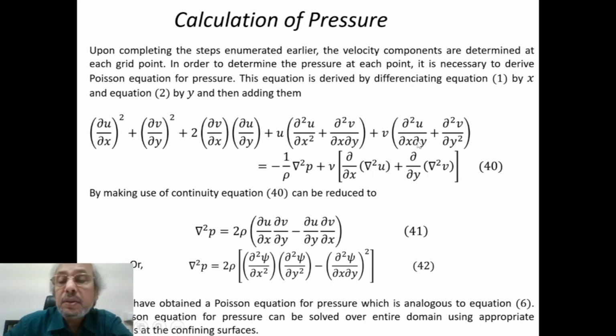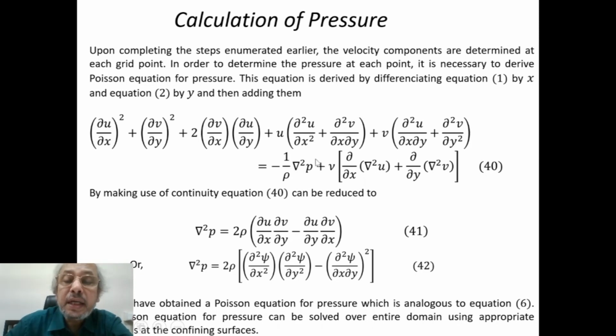If we add, it is very clear-cut substitution. All of you can do it. Please practice it. Write the x direction momentum equation, differentiate with respect to x. Write the y direction momentum equation, differentiate with respect to y, and add these two equations. If you add, you will get (del u/del x)^2 plus (del v/del y)^2, plus twice del v/del x into del u/del y, plus u into del^2u/del x^2, del^2v/del x del y, plus v into del^2u/del x del y, plus del^2v/del y^2.